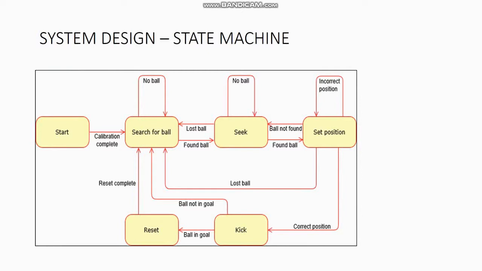The state machine of the algorithm is as follows. It will first search for the ball, then seek out the ball, followed by moving to the correct position to shoot, kicking the ball at the goal, and then resetting back to the first step. In all instances, if the ball is lost, the machine will loop back until it locates the ball and continue forward from that point.